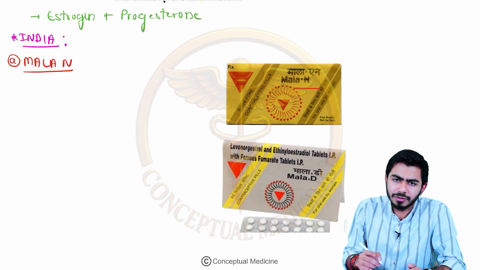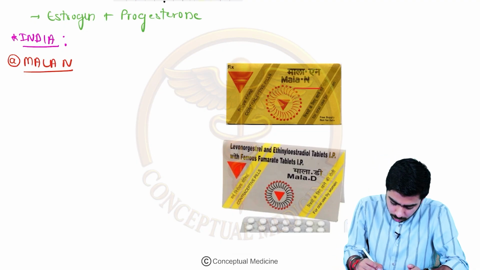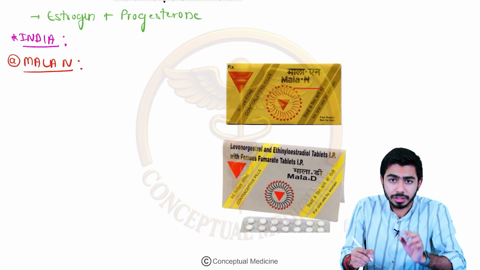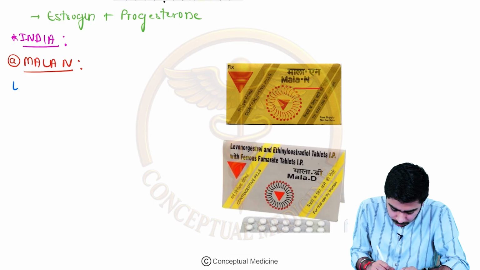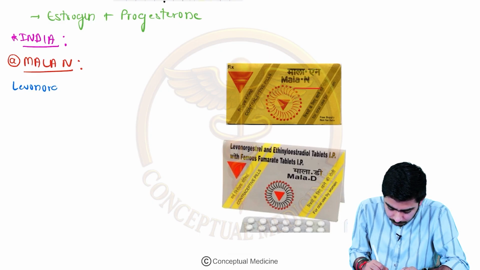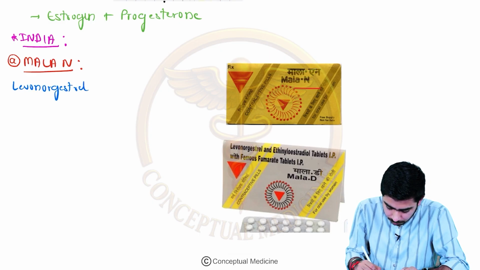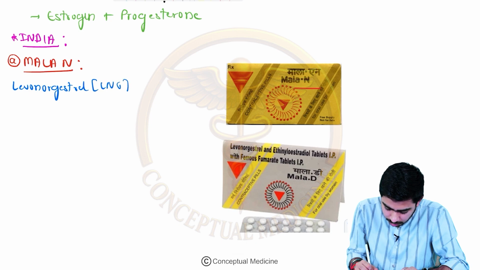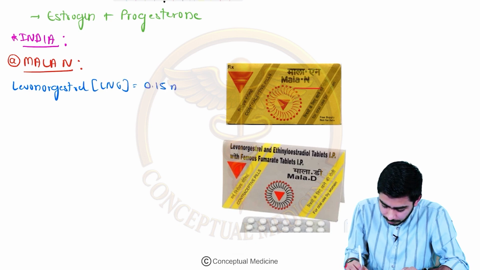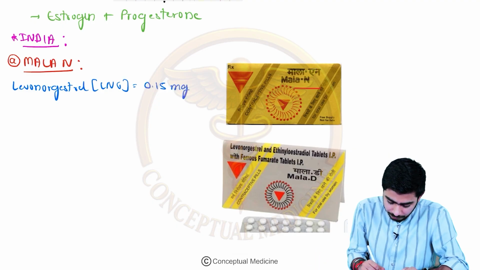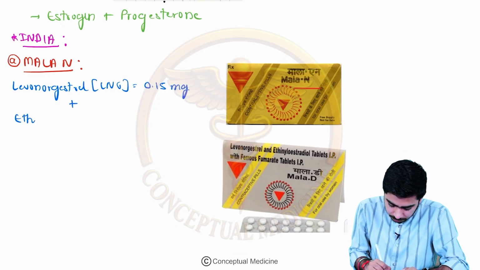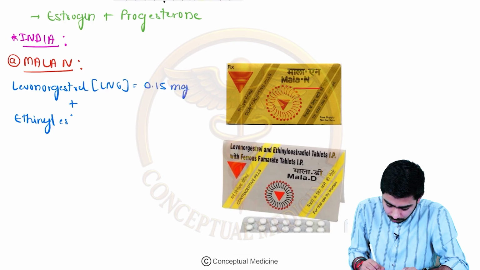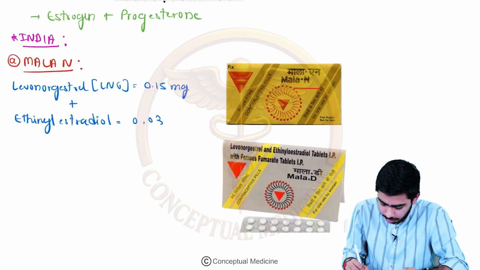So in Mala N, what is the combination? Estrogen and progesterone. To be very specific, we should know the basic combination. It contains levonorgestrel, that is LNG, around 0.15 mg in this tablet. With that we have ethinyl estradiol, which is present as 0.03 mg.